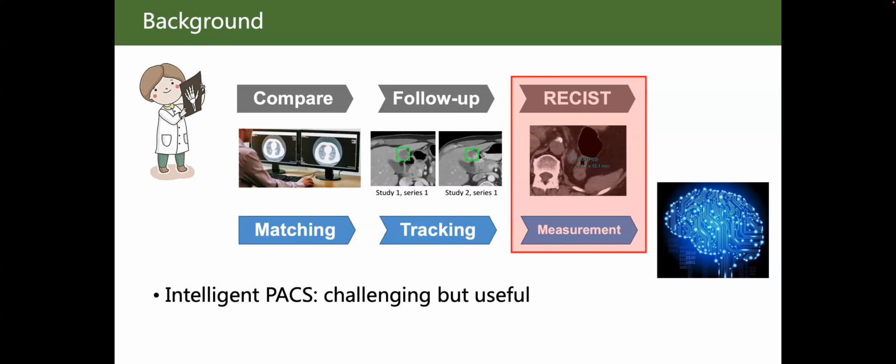And also we try to propose some methods to do the auto measurements. So we can use some tools to predict the RECIST diameter and also do the lesion segmentations. All tools are integrated into a system we call intelligent PACS. To make it more useful, it should be able to handle all different kinds of lesions across the whole body. And therefore, it is also very challenging. So in this talk, I will introduce several works on the third part, the auto measurements.